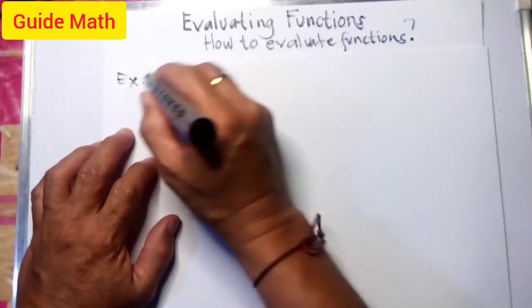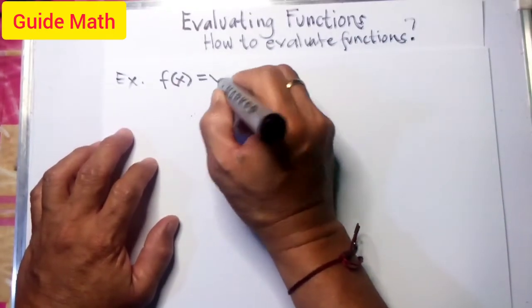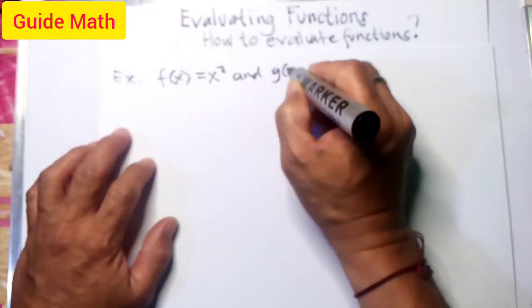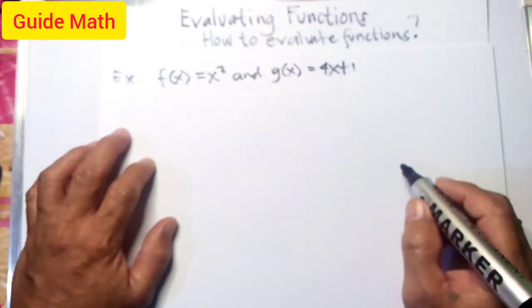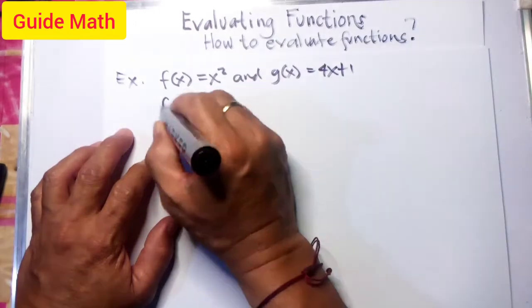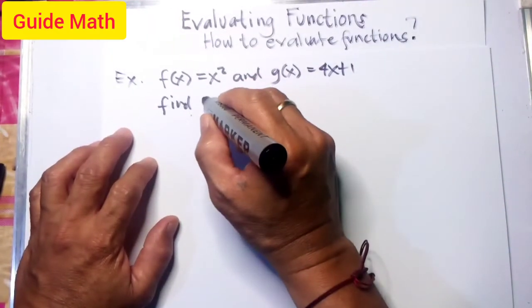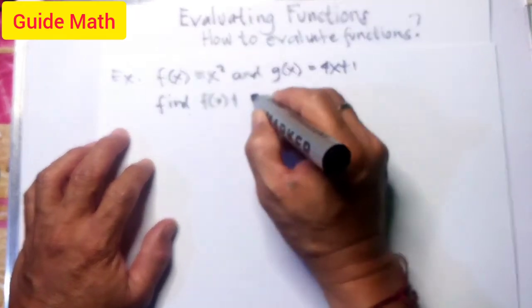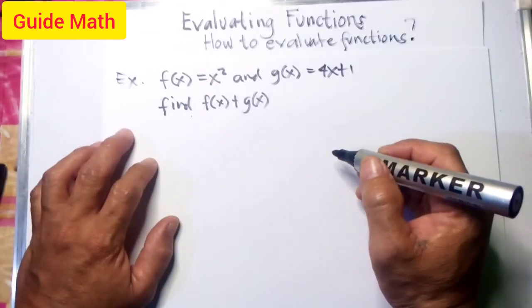Sabihin natin f of x is equal to x squared, and suppose another function, g of x, is equal to 4x plus 1. So we're going to add this. Depende naman sa given, let's say we have to find f of x plus g of x. So ano kaya yung magiging result natin if we have to add this?